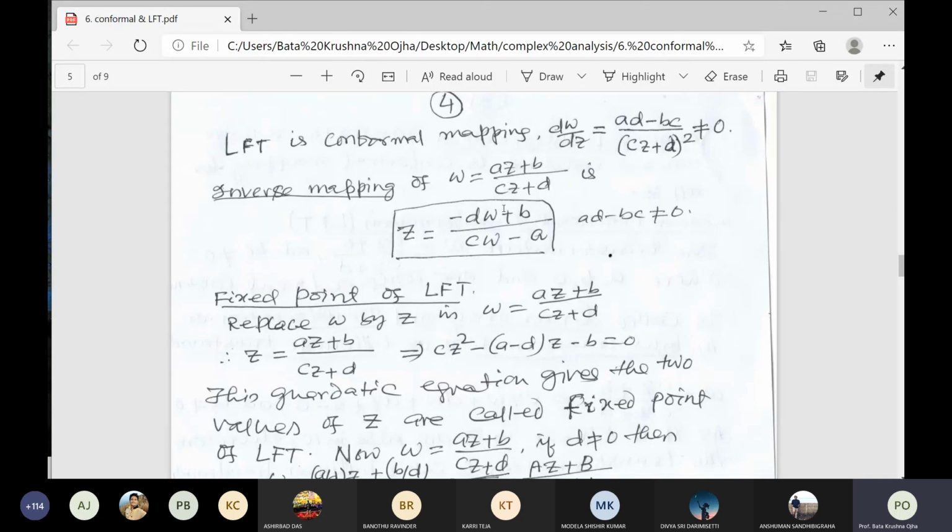Now calculate the inverse. W is equal to AZ plus B by CZ plus D. Inverse means write Z in terms of W. Simplify for Z, and it will become Z is equal to minus DW plus B by CW minus A. Verify whether it is correct or not. Simplify and write Z in terms of W.